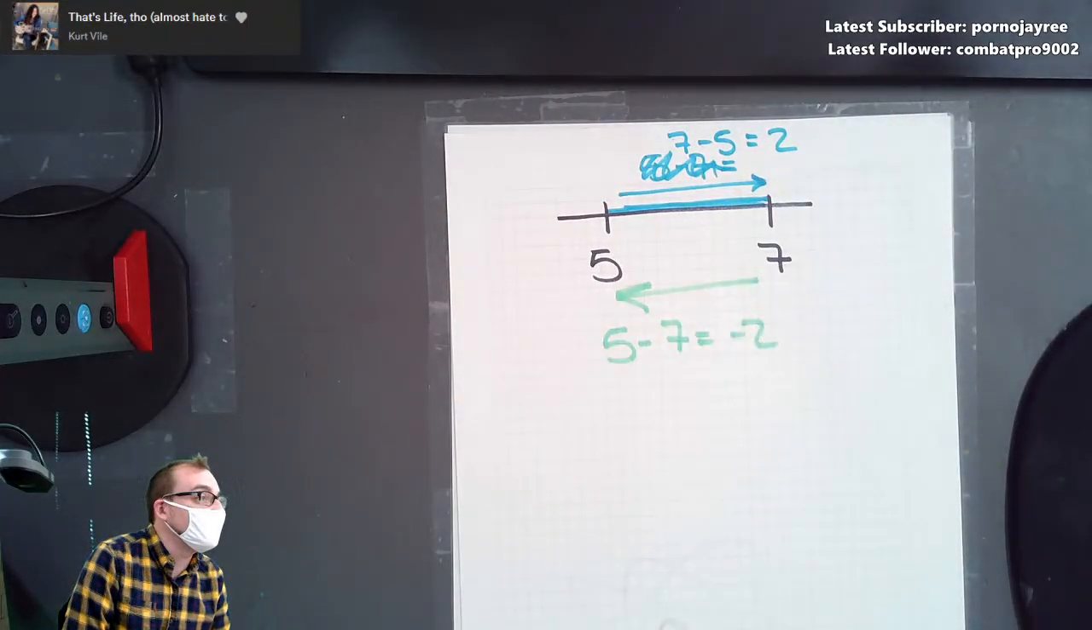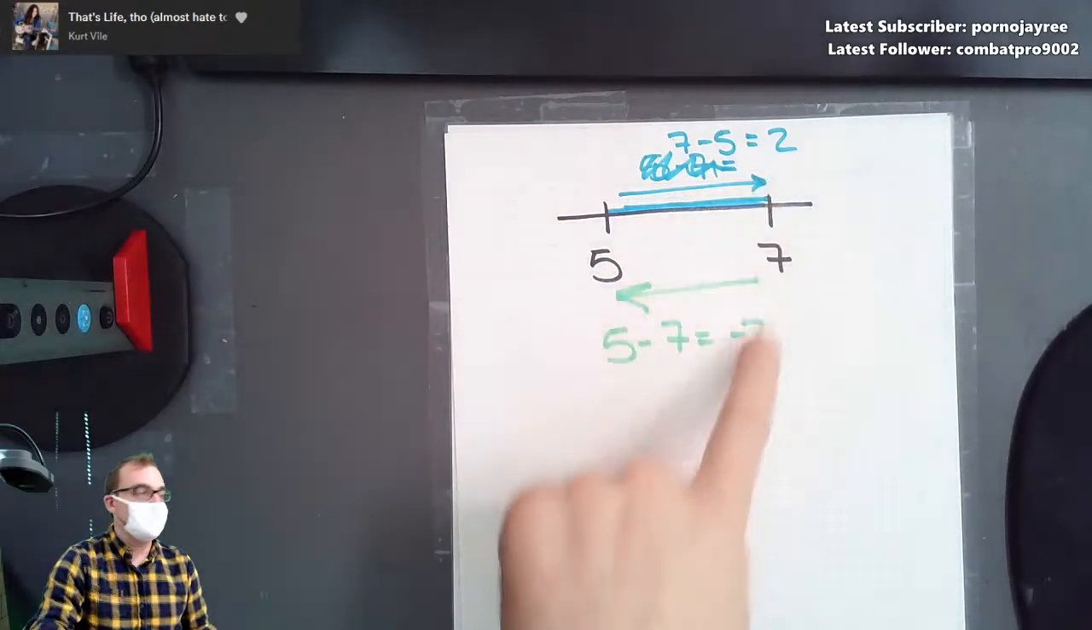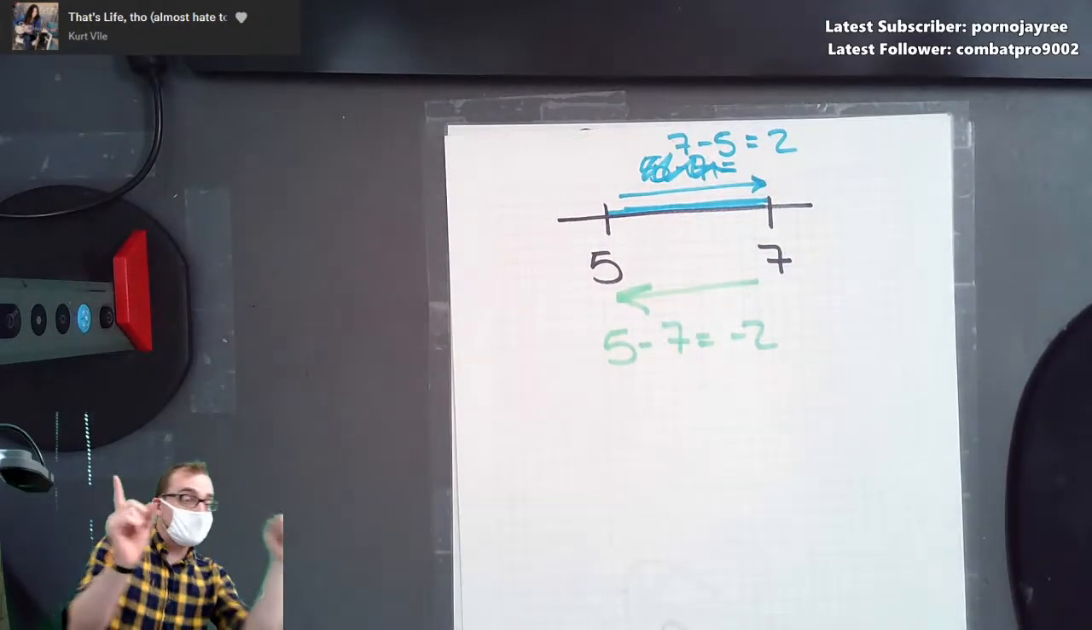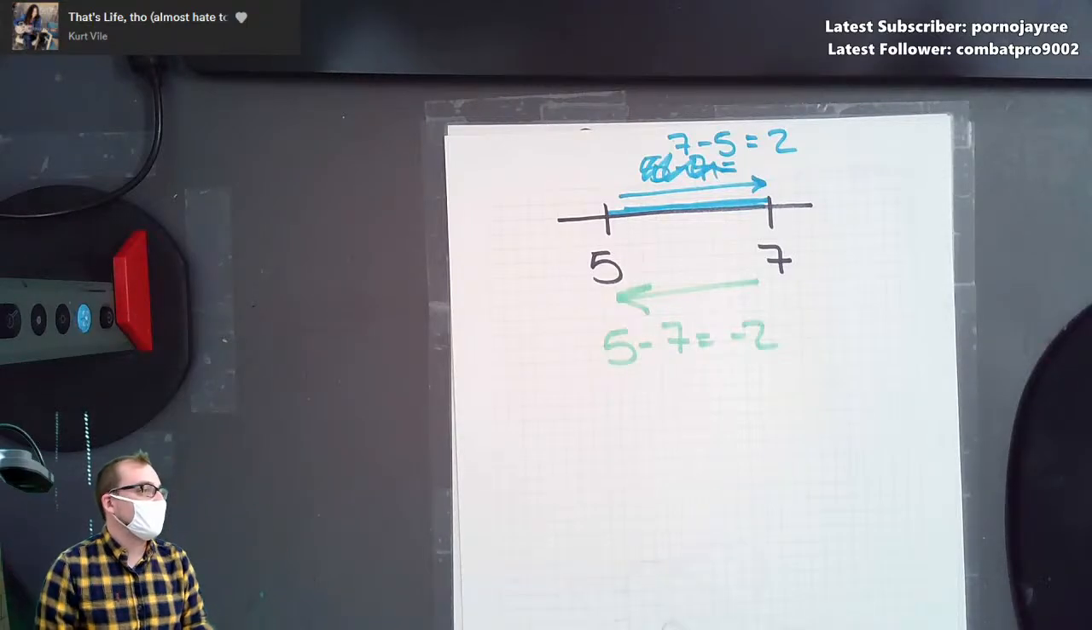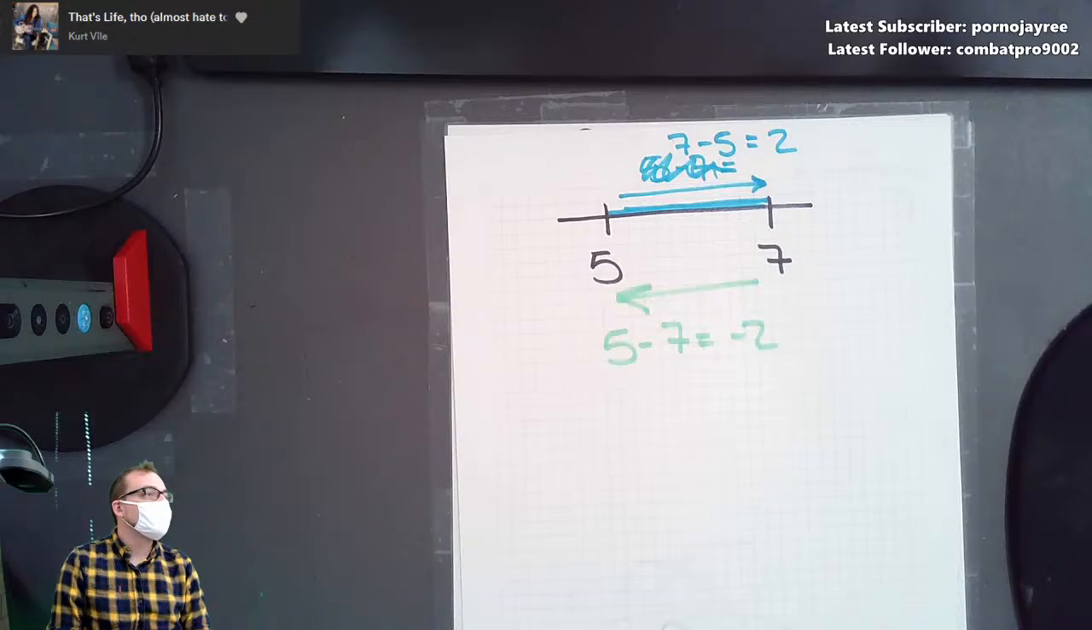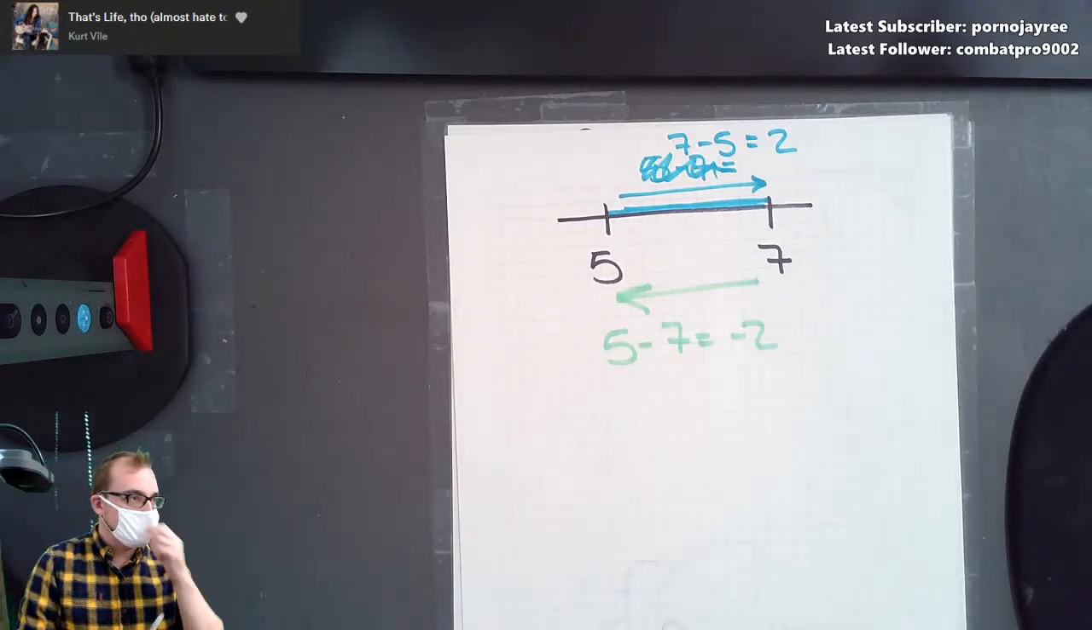Good news, they're related. If you flip them around, do you get the same answer? No. But if you flip them around, all you're doing is changing direction, right? So if I say 5 minus 7, you can think 7 minus 5, but change the direction. 2, but negative. Much easier. Subtraction is distance.